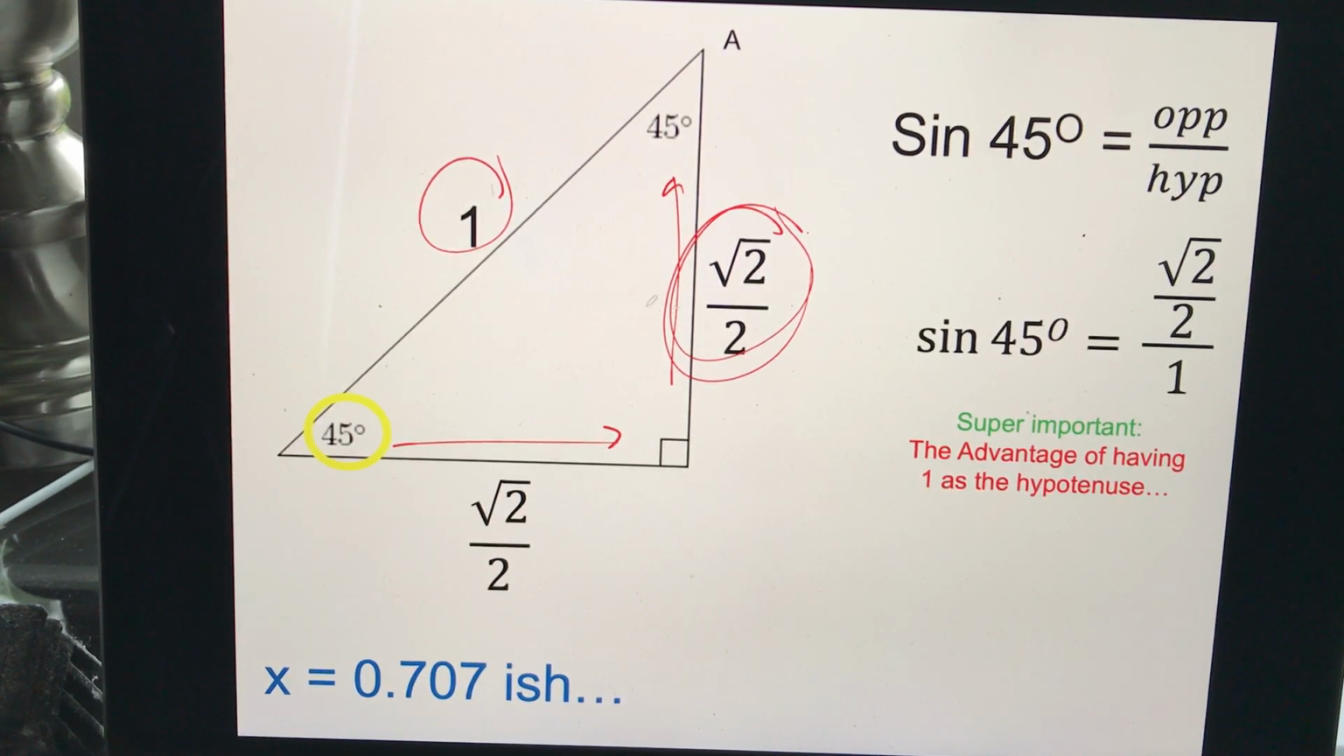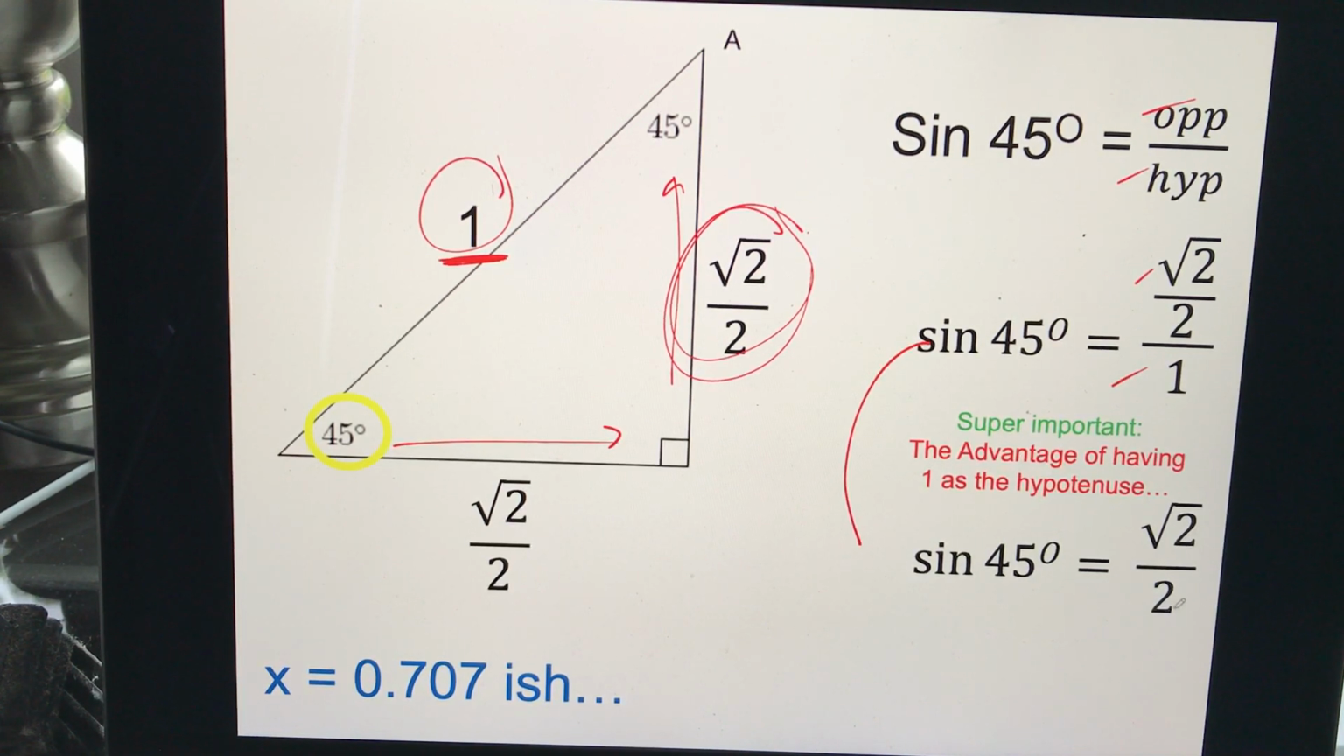This is the great advantage of having 1 as our hypotenuse, because we know sine 45 is opposite over hypotenuse. So it's root 2 over 2 over 1. But having something divided by 1 doesn't change anything. So we don't need to write this divide by 1. So what that means is we can write sine 45 as root 2 over 2. It is over 1, but I'm just going to drop it off. I don't need to write it in because dividing by 1 doesn't matter. And that is actually really, really important.